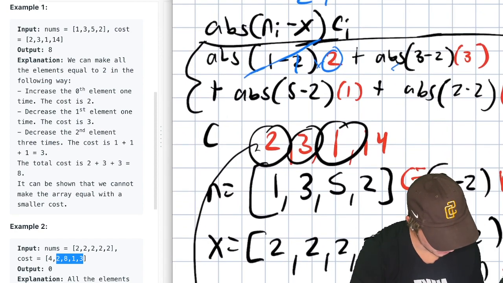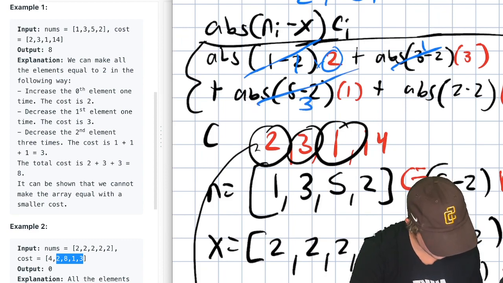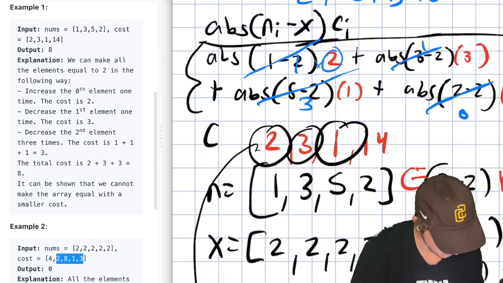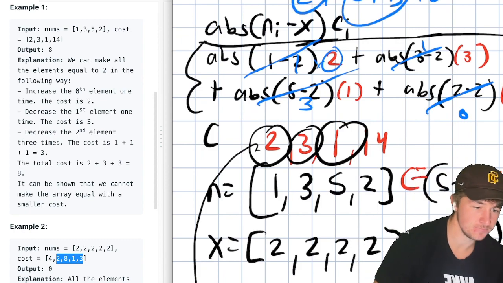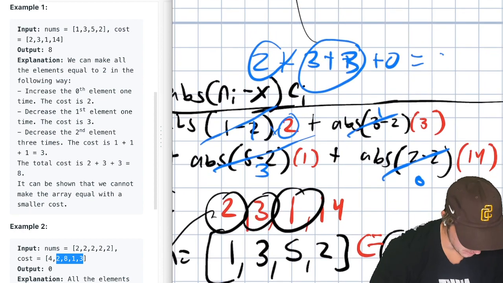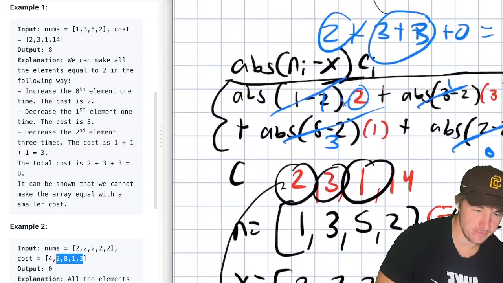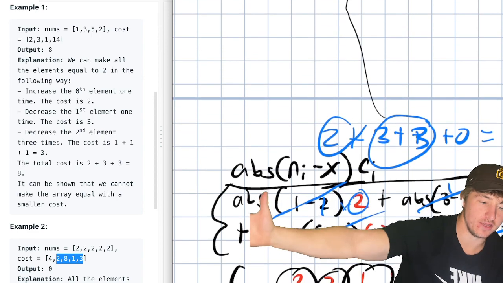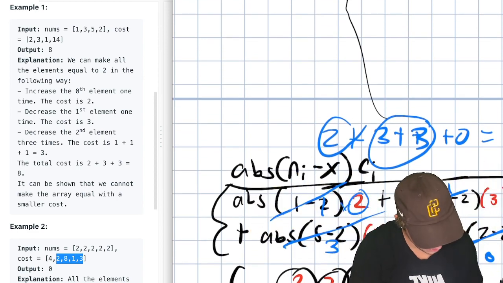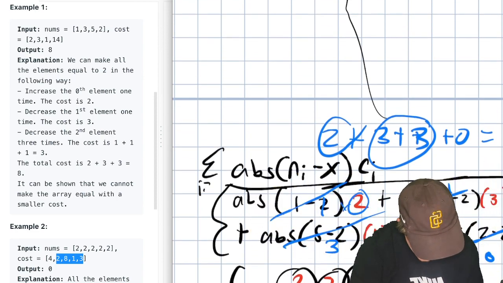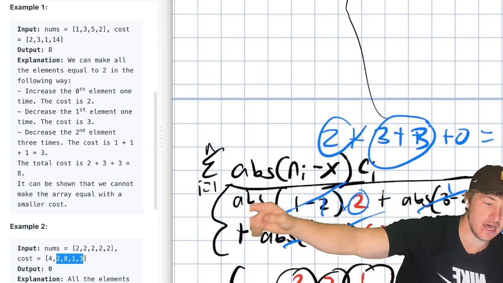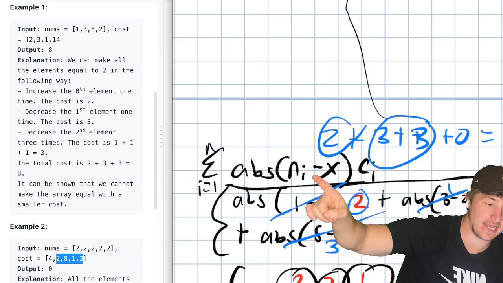This is 3 minus 2, which is 1, times 3 is 3. This is 3 times 1 is 3. This is 0 times 14, which is 0. So 6, 8, equals 8. Right? So what I'm basically saying here is that this generic formula works for determining what the total cost is. You have to do the whole sum, though, from i equals 1 to n, to find what's the total cost of making all of the numbers x in the end.